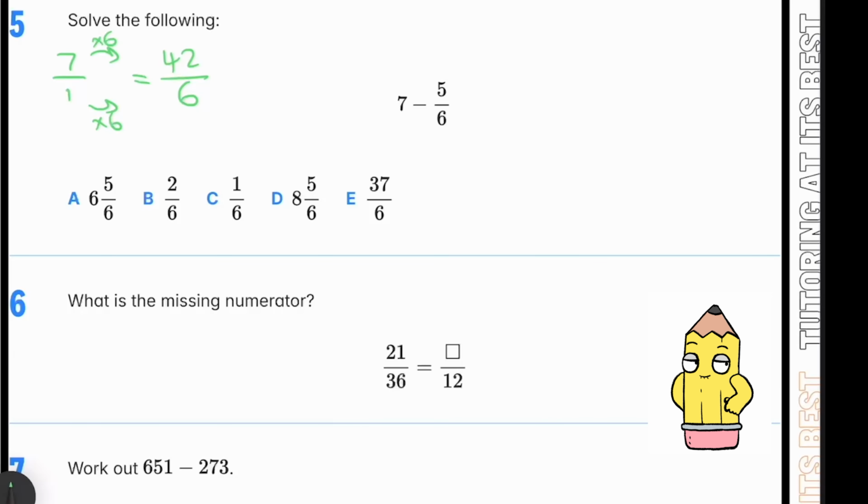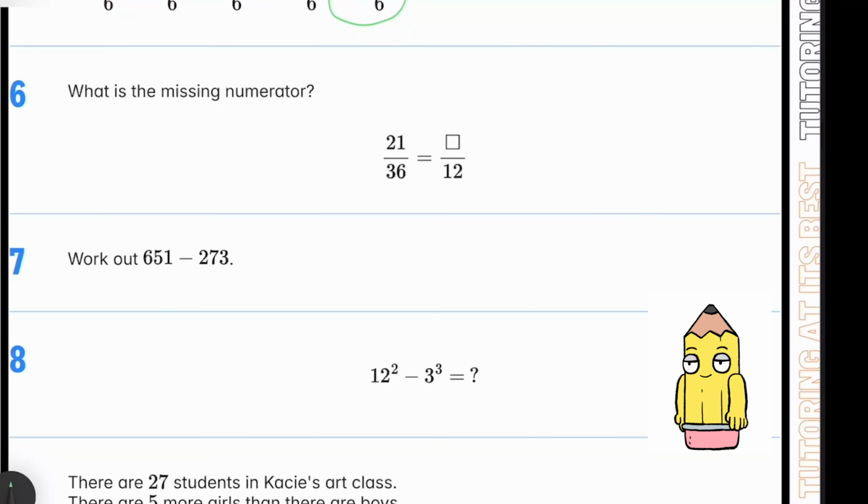And we can now find the difference of the fractions by subtracting the numerators like normal numbers as the denominators of the fractions are the same. So we will then have 42 over 6 minus 5 over 6, which is 37 over 6, and E is our answer.